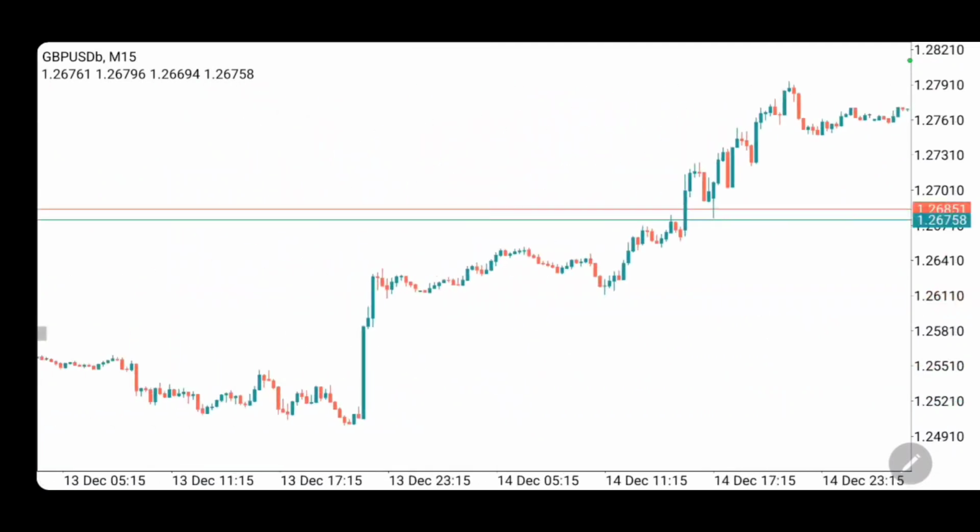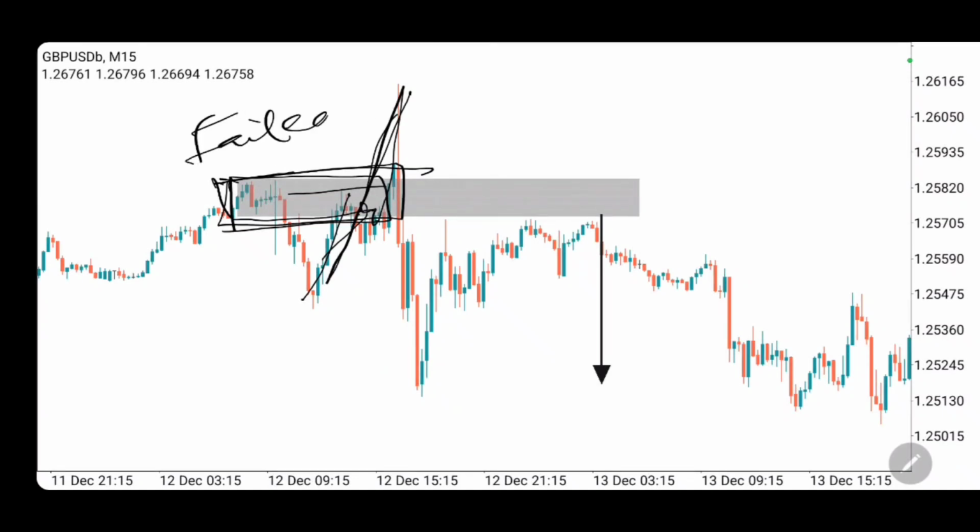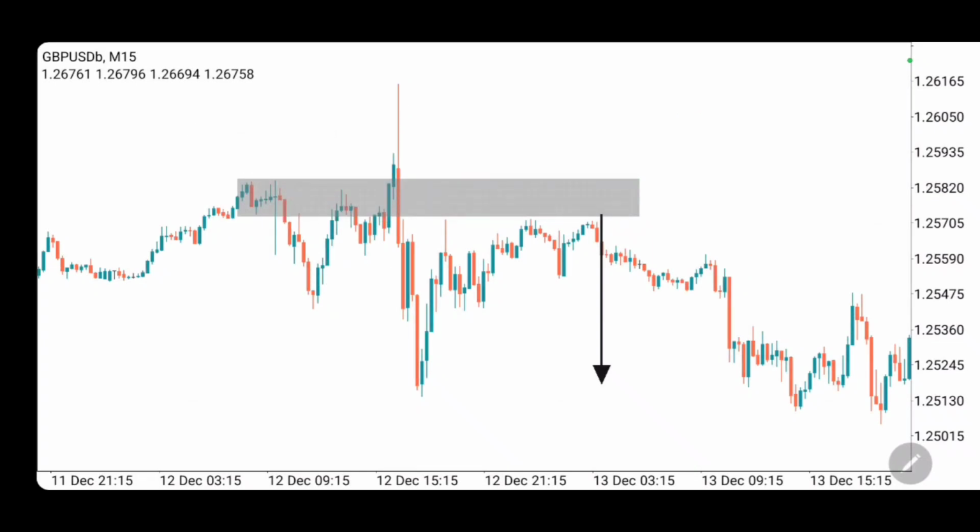I'm going to show you another example right now. Let's see other examples. Now, in this case, this is supposed to be a supply zone whereby price would come to sell from. But what did you see? Price actually came to the zone, bought above the zone, broke this supply zone, bought above the zone. This is a failed supply zone.